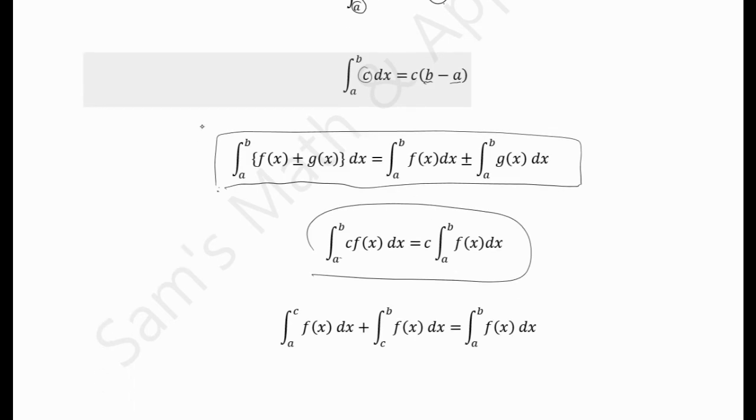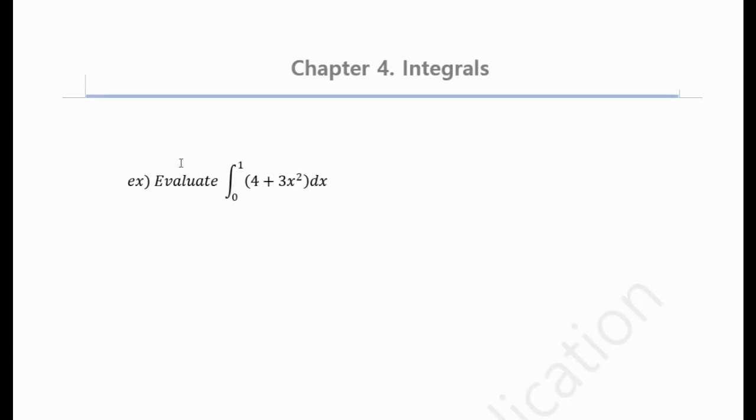And this is integration from a to c. If the integrand is the same, then a to b and b to c combine into integration a to c. This is the property of integration. We have already known these properties, so I take an example.